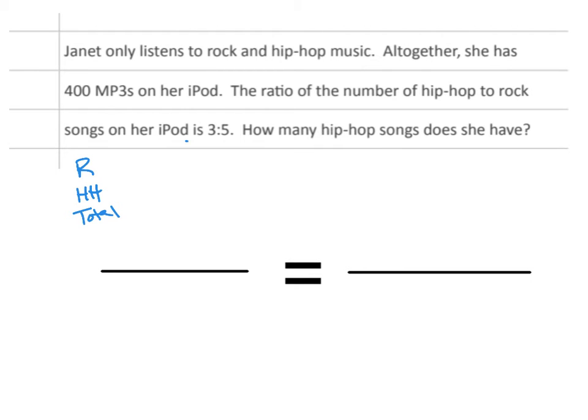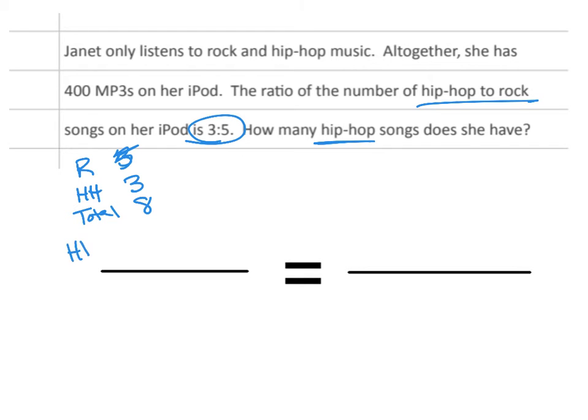So if she had, here's our ratio, 3 to 5. So 3 hip-hop, sorry, I wrote this upside down. Have to pay attention to this. 3 hip-hop to 5 rock. So that means on the ratio, she has a total of 8. We want to know how many hip-hop songs.